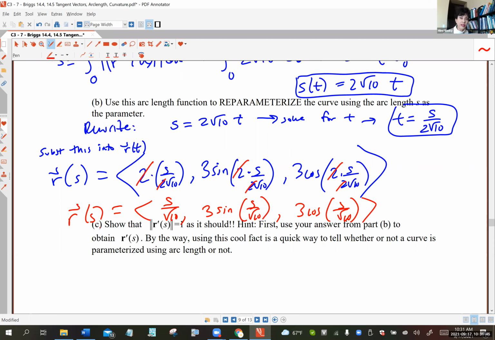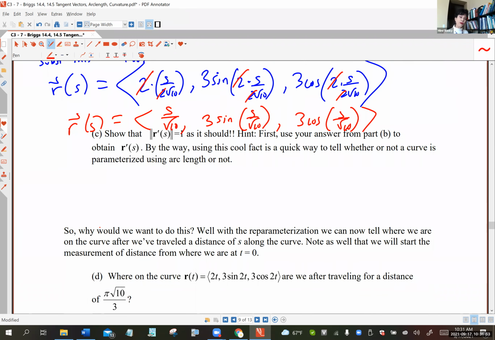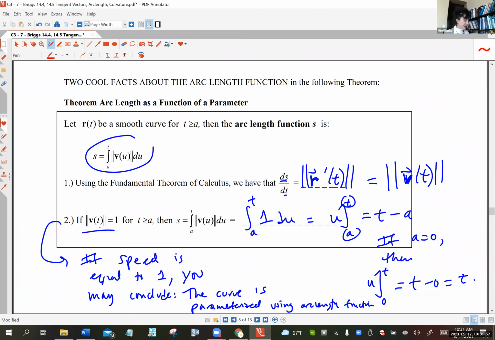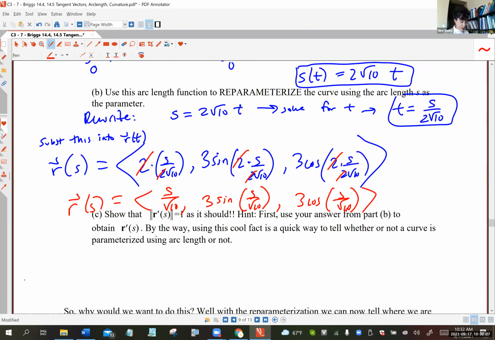And the curve will look the same if you graphed it, although the intervals may be different for different portions of the curve. Now, what we were told in the previous theorem up here is a guarantee that if your curve is parameterized using the arc length function, then the speed will be 1.